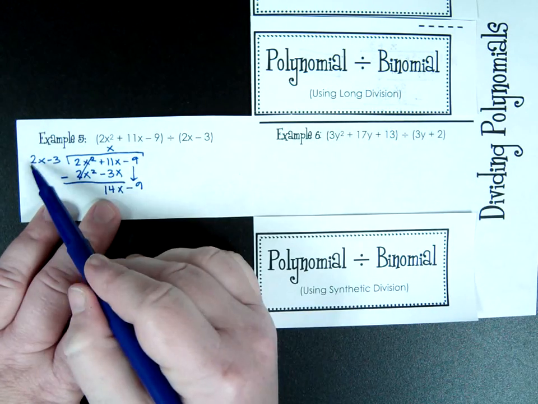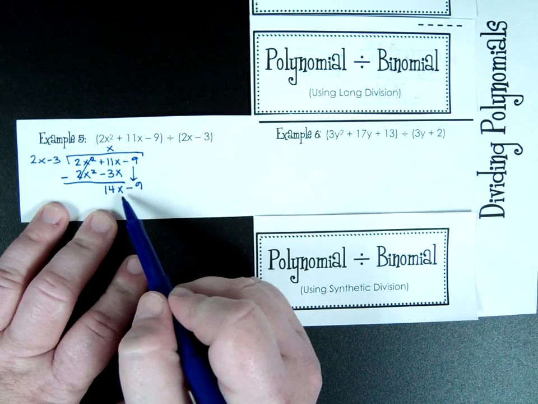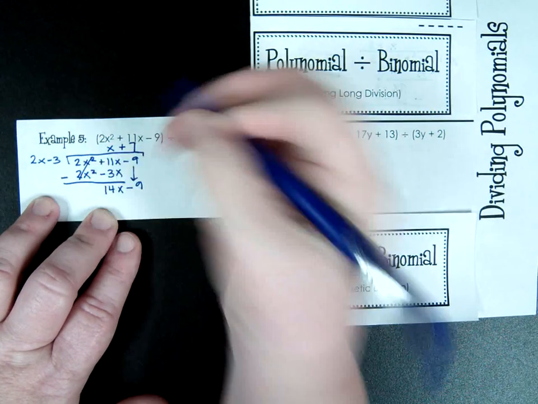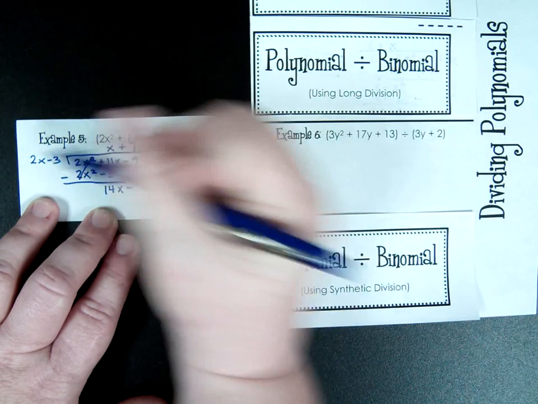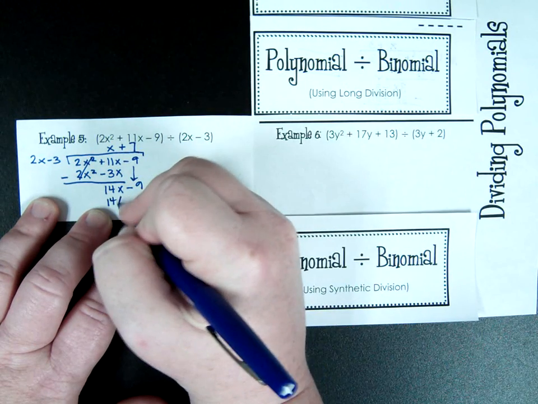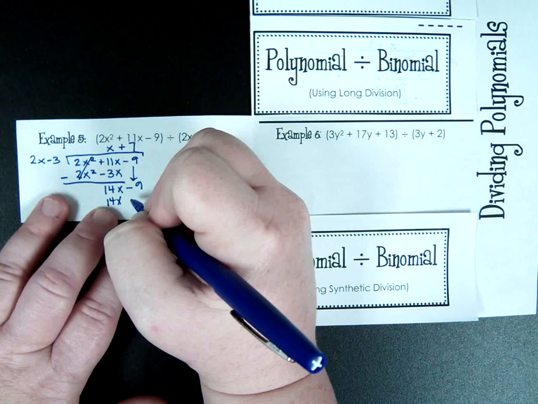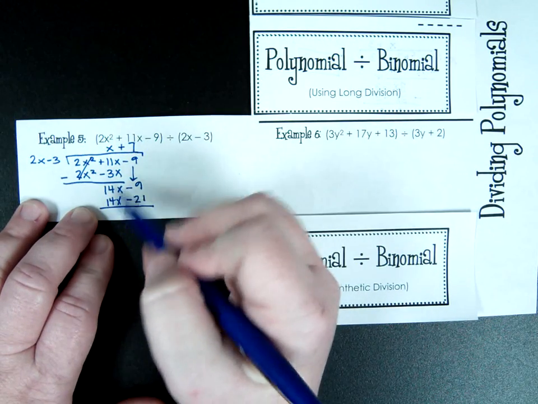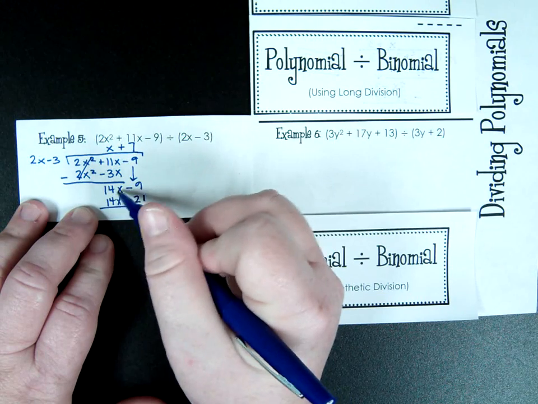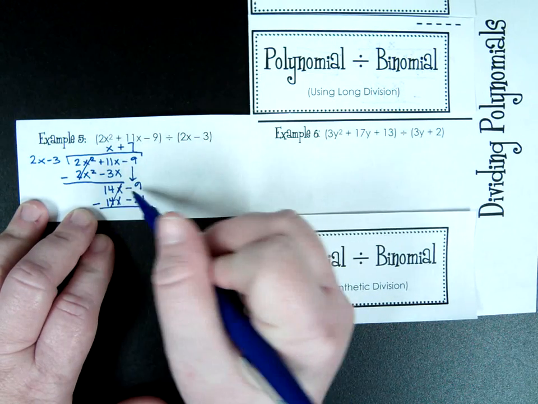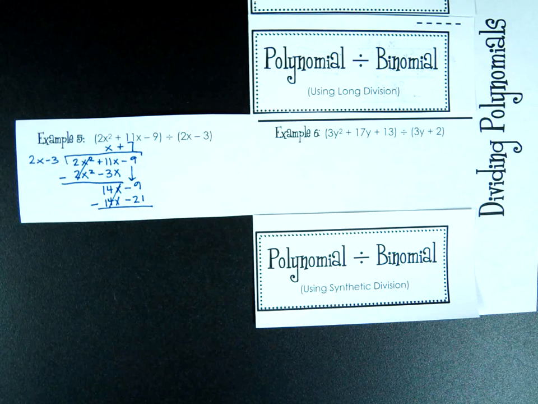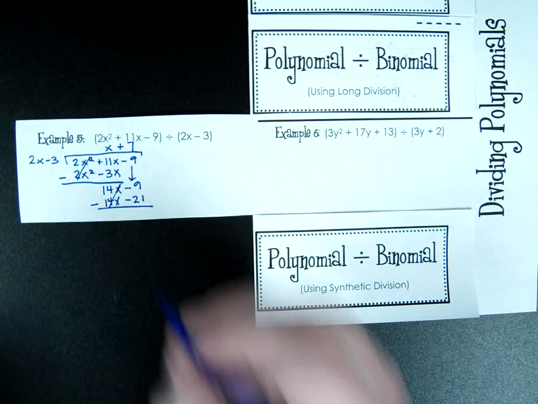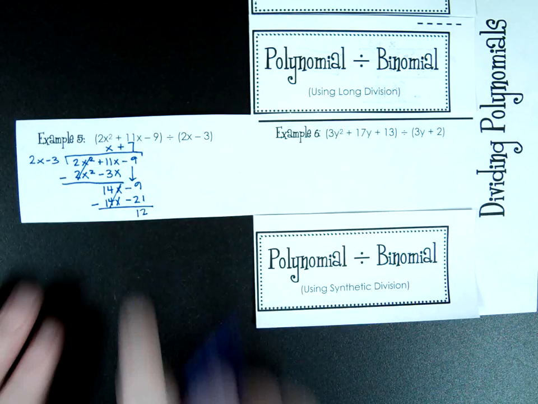And what am I going to multiply 2x by to get 14x? Well, a positive 7, so I put plus 7. So then 2x times 7 gives me 14x, and 7 times negative 3 gives me negative 21. So now I need to subtract, and when I do, I know that 14 minus 14 is 0, but negative 9 minus negative 21 gives me a positive 12. So 12 will be my remainder.